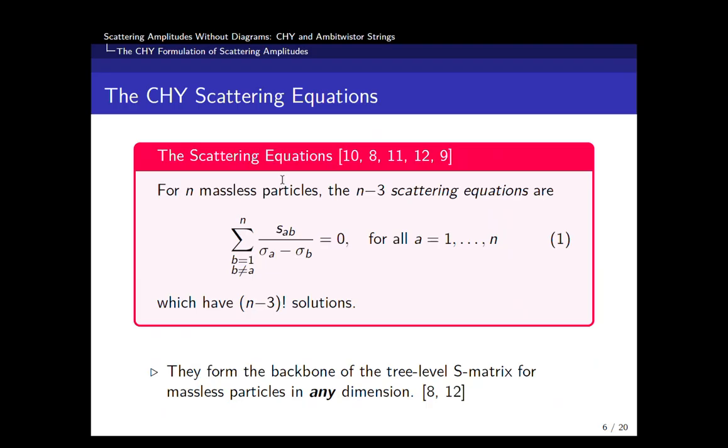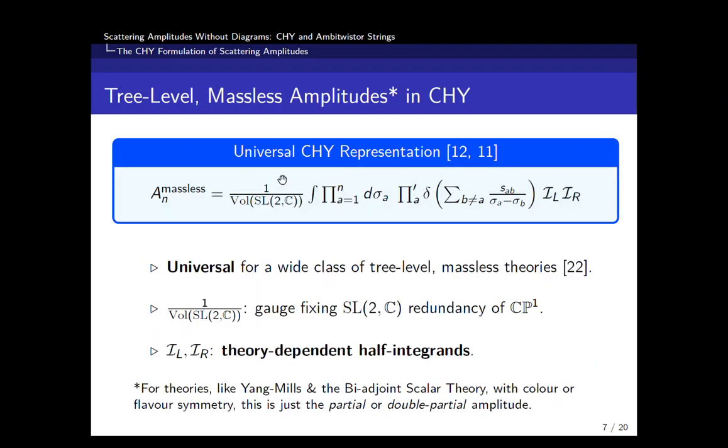All right, and as I hinted at in the previous slide, you can clearly see the relationship between the kinematic invariants and the punctures on the Riemann sphere. Now, I'm going to claim that they form the backbone of the tree-level S-matrix for massless particles in any dimension. And we're going to see this through the universal CHY representation of tree-level massless amplitudes. All right, and you can see here the stars of our show, the scattering equations, in these delta functions, sorry to all mathematicians here.